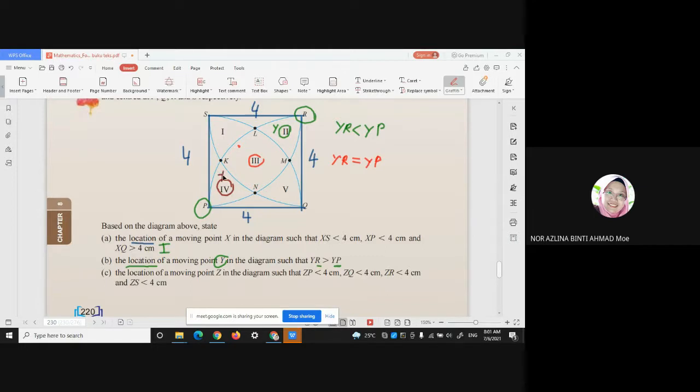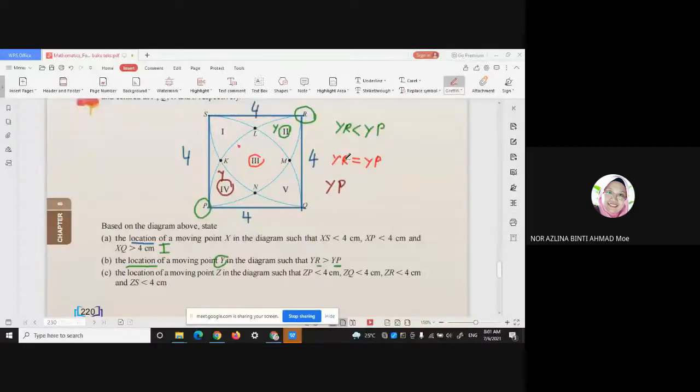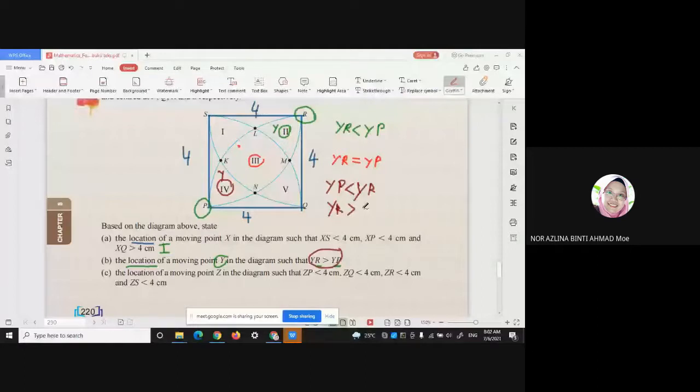Next, location 3. This is the distance. The distance is equal at this part, so locus Y to R may be equal. If here also the length will be equal. So YR equals YP.